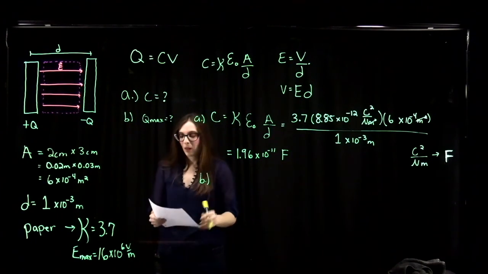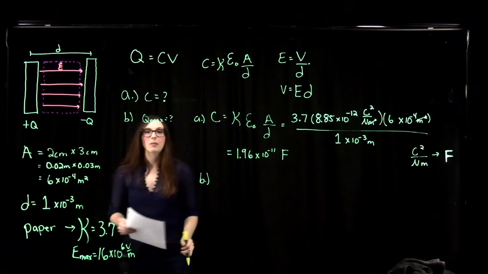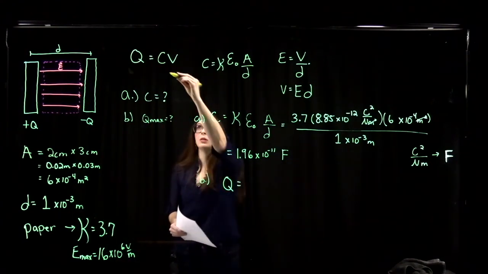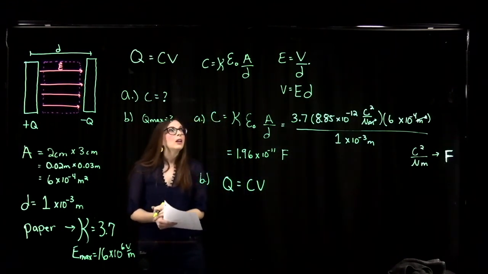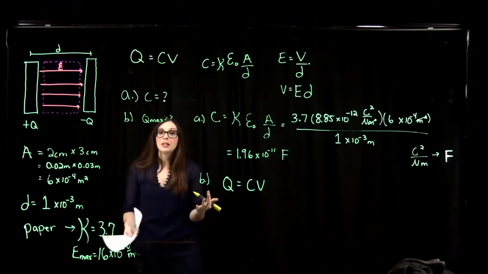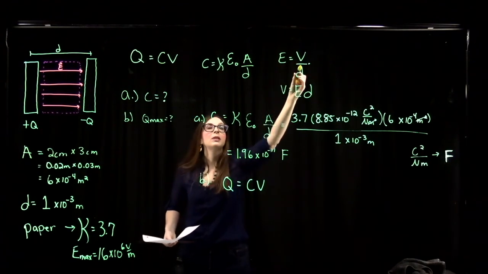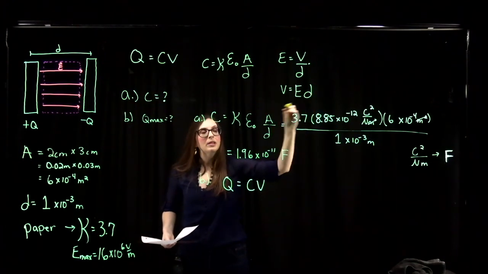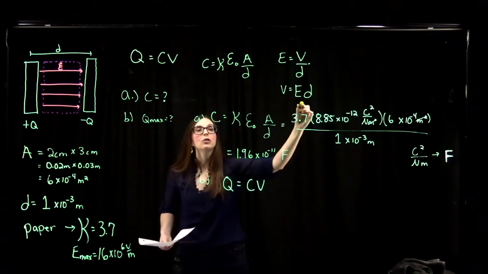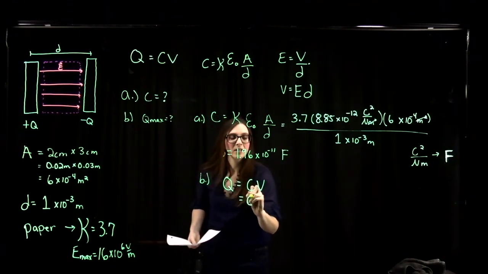Part B, we've got the maximum charge that we can have on the plates of this capacitor. That maximum charge is equal to our capacitance times the potential difference across the plates. Well, we don't know what the potential difference is across the plates, but we do know from this equation that the electric field is equal to the potential difference over D. We can solve that for the potential difference. So the potential difference between the plates is equal to the electric field times D. So we can also write this as the capacitance, which we just found, times E times D.